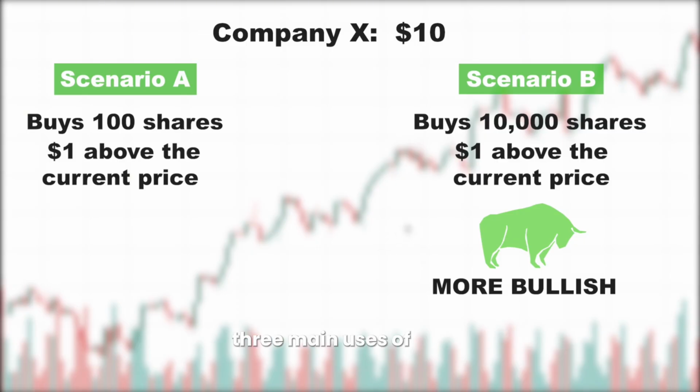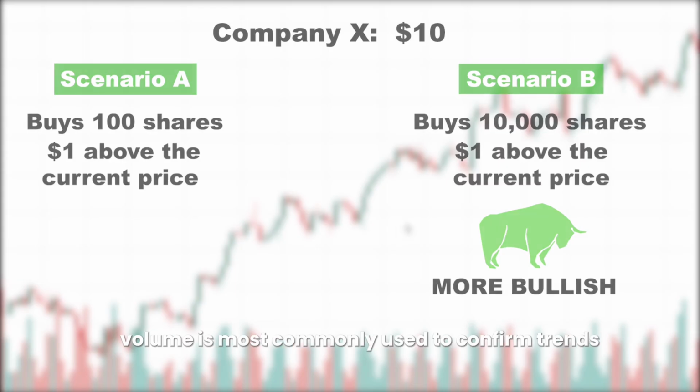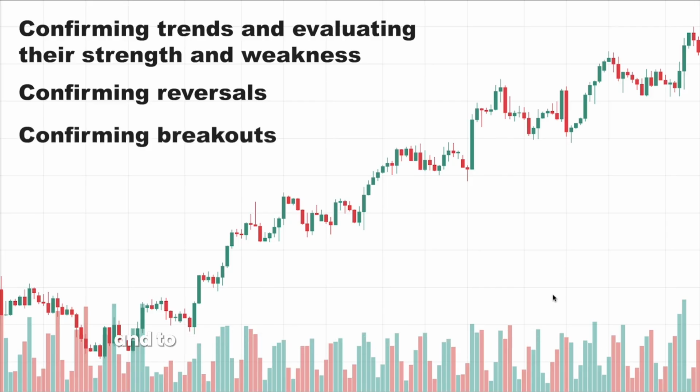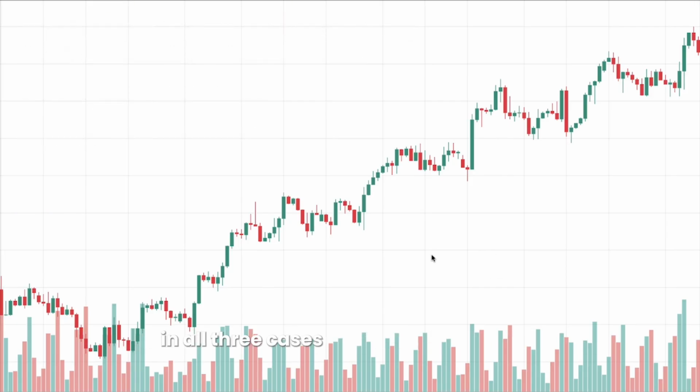Three main uses of volume. Volume is most commonly used to confirm trends and judge their strength, to confirm potential reversals, and to confirm breakouts through important levels. In all three cases, the key idea is the same. Strong moves in the direction of the signal should be backed by noticeable increases in volume to be considered more reliable.